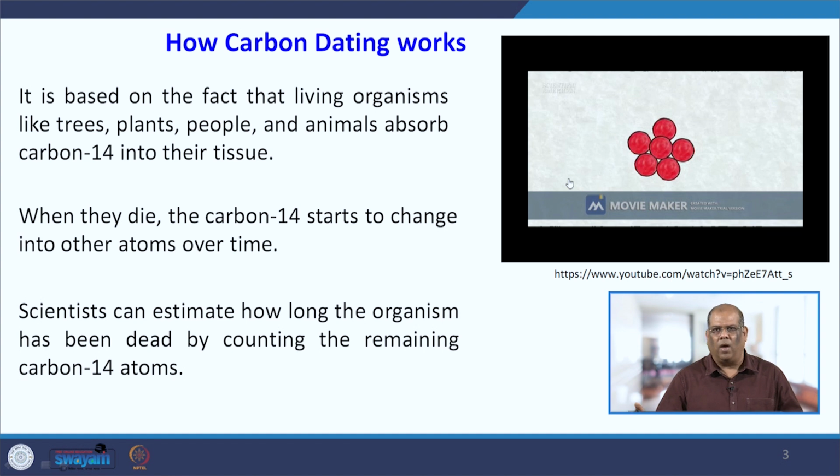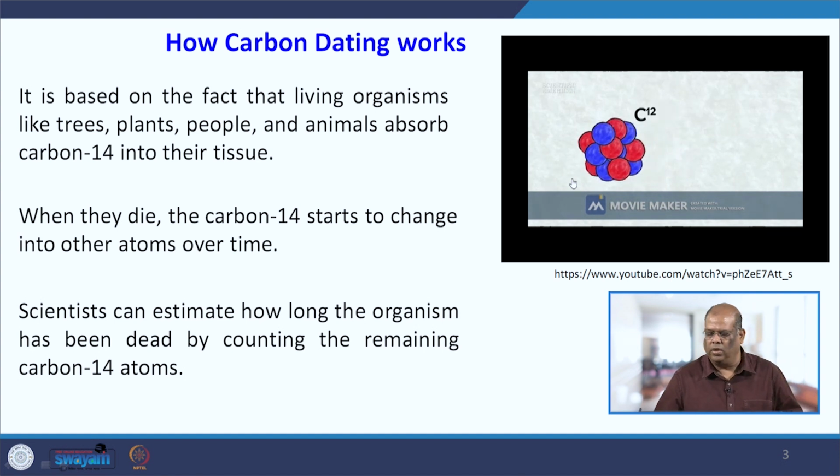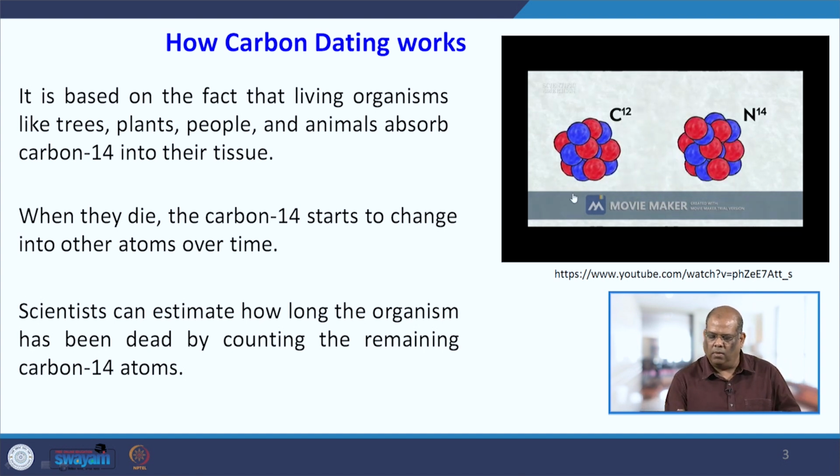But there is more than one form of carbon. A typical carbon atom consists of 6 protons and 6 neutrons. We call it carbon 12. Now, high above in the atmosphere, cosmic rays hit nitrogen atoms and create a carbon which consists of 6 protons but 8 neutrons. We call this carbon 14.